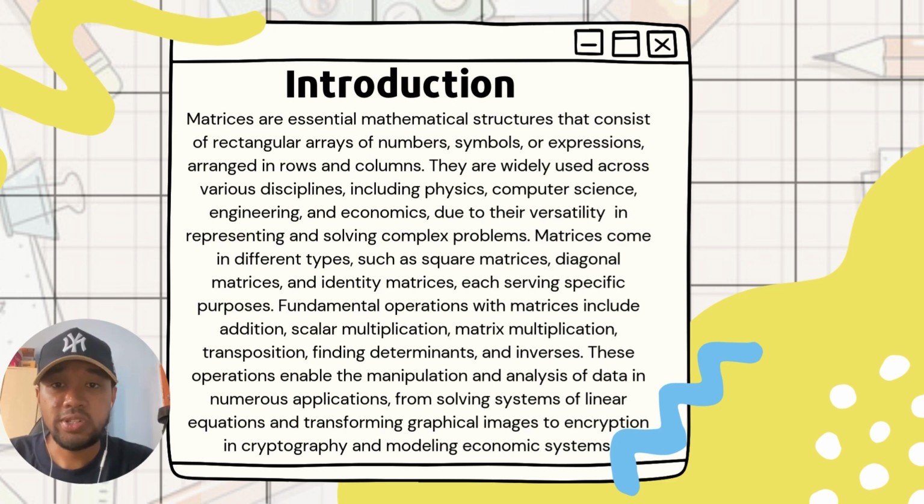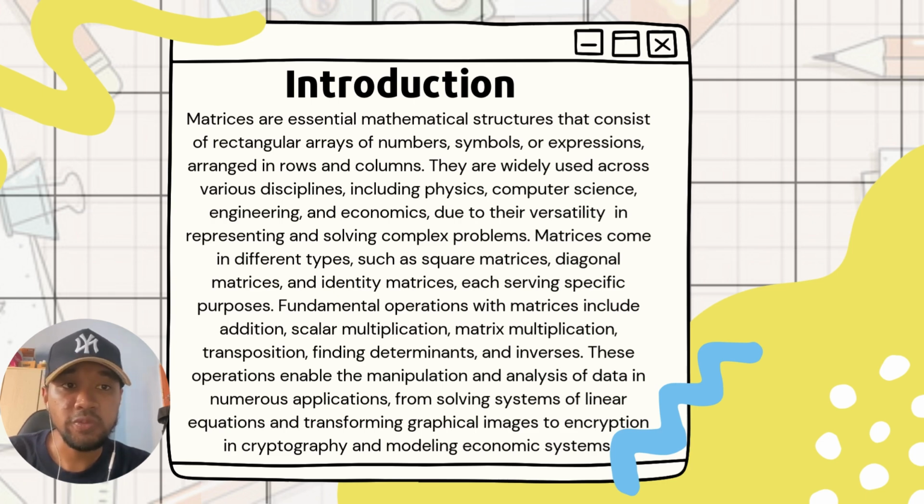Okay, for the introduction, matrices are an essential mathematical structure that consists of rectangular arrays of numbers, symbols, or expressions arranged in rows and columns. They are widely used across various disciplines including physics, computer science, engineering, and economics due to their versatility in representing and solving complex problems.